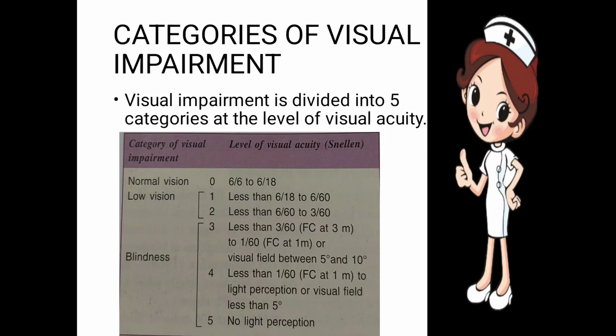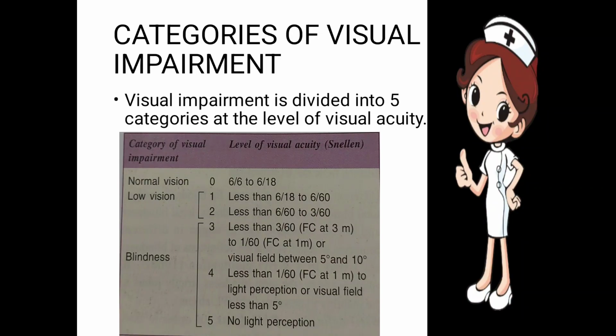First, 6/6 to 6/18 is the normal vision. In low vision there are two categories: 6/18 to 6/60, and low vision category number 2 is less than 6/60 to 3/60, which means finger counting at 3 meters. Next one is blindness, which is less than finger counting at 3 meters to finger counting at 1 meter, and the visual field between 5 degrees to 10 degrees.